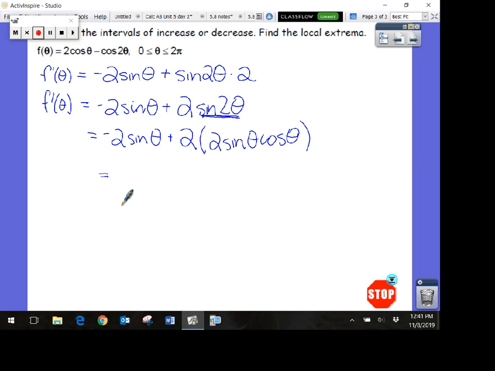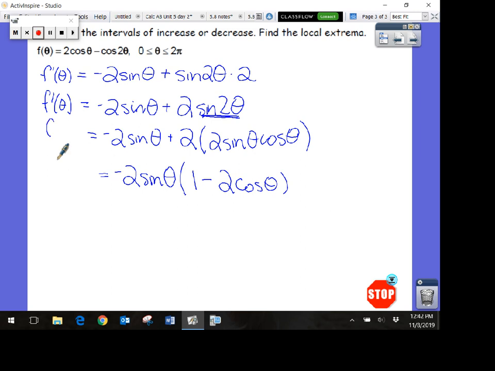Now you can factor something out, a 2 or negative 2, whichever you want. I'm going to take out the negative 2 sine theta. Again, the positive or the negative isn't going to matter. It's going to work itself out in the answer. Whether you take out the negative or not, it works out the same. And so that leaves us with 1 minus 2 cosine theta.